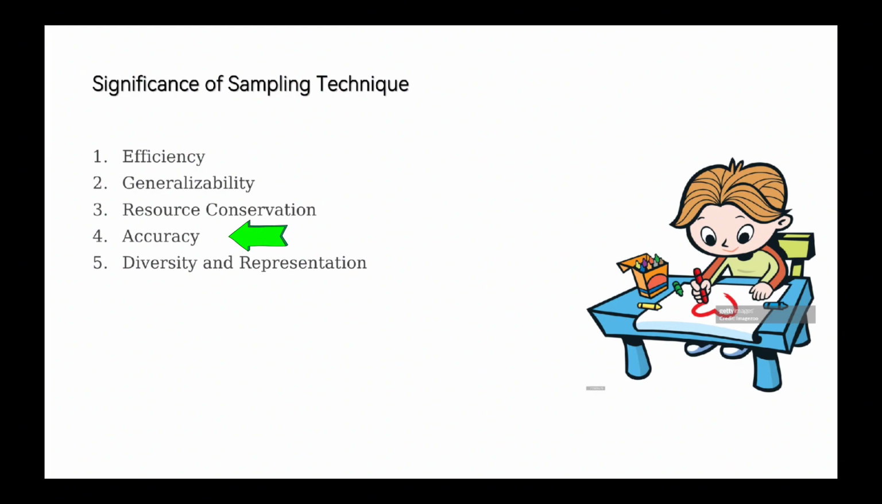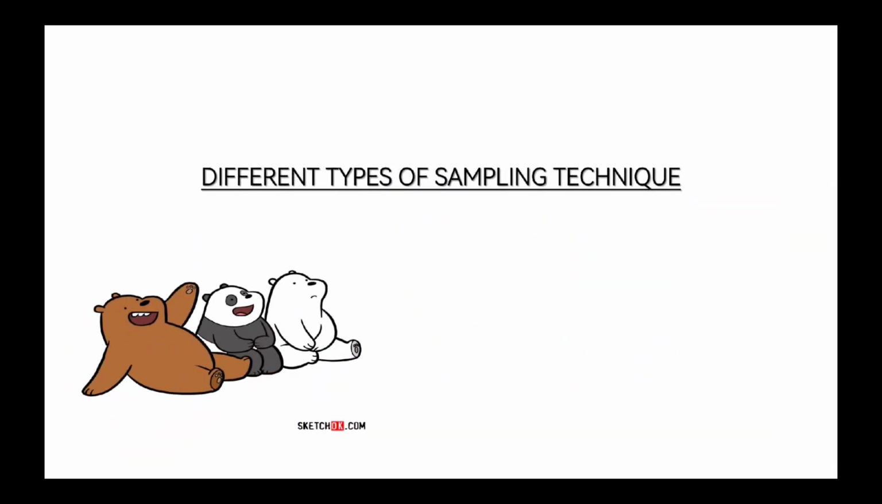Number 4, accuracy. When using appropriate sampling techniques, researchers can minimize bias and errors, leading to more accurate and reliable results. Number 5, diversity and representation. Sampling techniques like stratified or cluster sampling ensure that different subgroups or regions of a population are adequately represented in the sample. This enhances the validity of findings. After learning the significance of sampling technique, now I want you to know more about its forms and types.